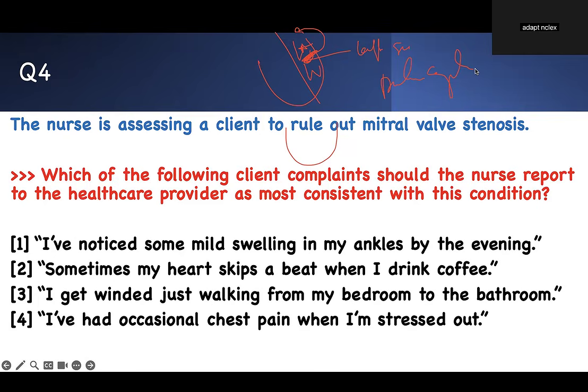What is your answer? It looks intimidating, but you can see you get the answer straight by just knowing where the mitral valve is located, what happened to the mitral valve. Blood is going to back up into the lung. What kind of symptoms should you expect? Pulmonary congestion. Which of this indicate pulmonary congestion? I get winded just walking from my bed to the bathroom. Number 3, your best answer choice.